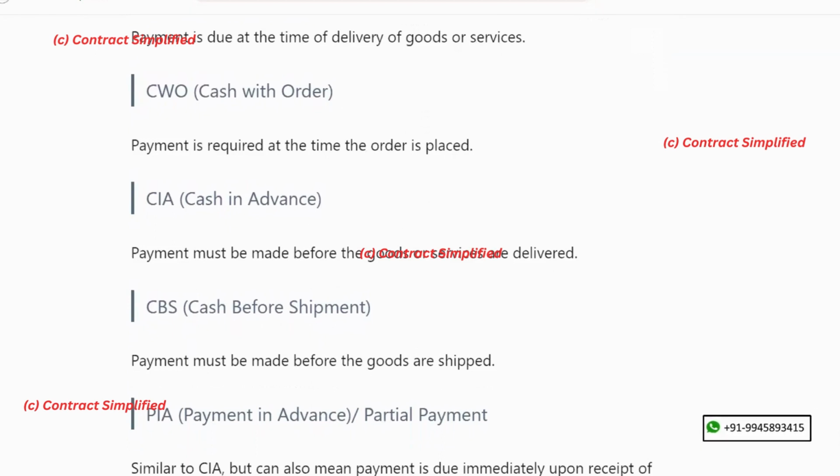Like when we go to any cafe, like Cafe Coffee Day or McDonald's or something like that, whenever we place the order, we have to pay the cash. So that is called CWO, cash with order.